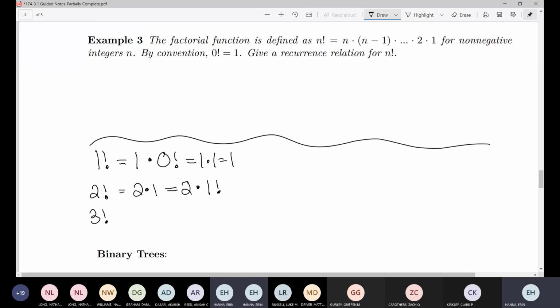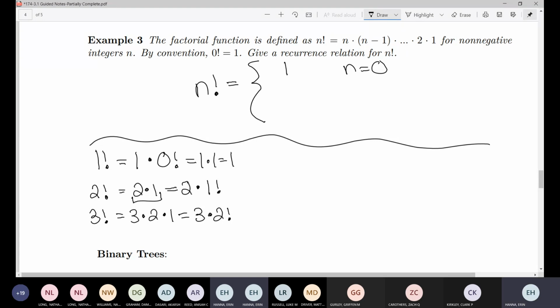If you have 3 factorial, that should be 3 times 2 times 1. But 2 times 1 is 2 factorial, so I could write this as 3 times 2 factorial, and so on and so forth. So I can always define the factorial in terms of the one before it. So if I wanted to define n factorial recursively, I'd say that it's equal to 1 when we're at 0. That's the one that we all just agreed to be a thing.